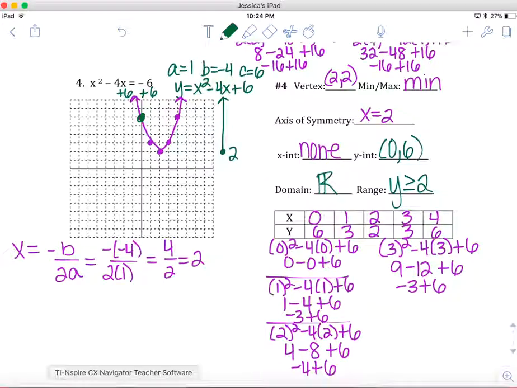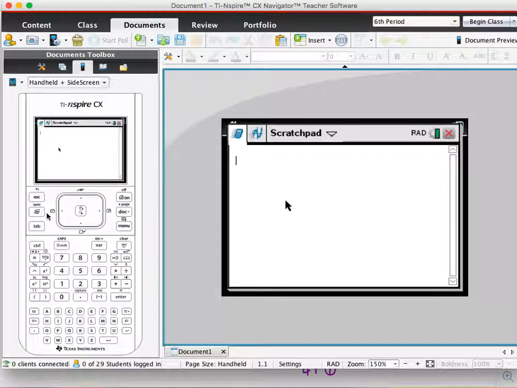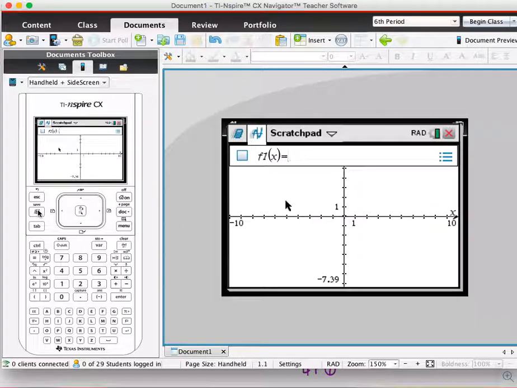I have the point 0, 6, 1, 3, 2, 2, 3, 3, and so on. So if you ever need to graph this in your calculator, you just enter it in and then hit Control T. Control T will give you the table so you can check. If you ever need to clear your screen quickly, Doc B will clear it and take you back to normal.